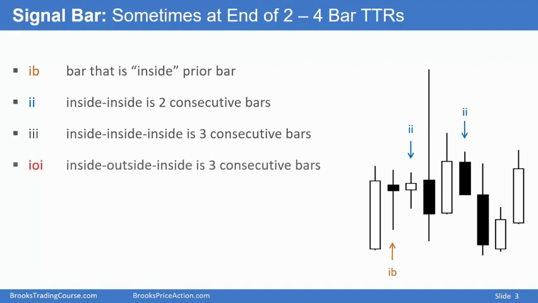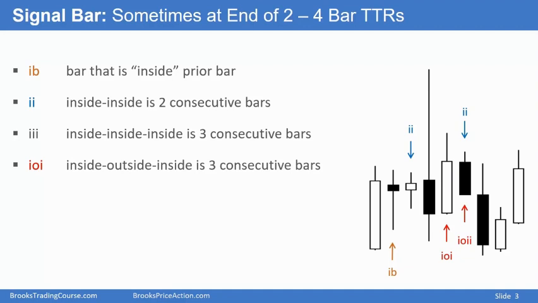In fact, I would call this IOII because it's an II pattern. An outside bar and a pair of inside bars, and the outside bar is preceded by an inside bar. It's just a sign of a market looking to break out. So IOI, inside, outside, inside. IOII, inside, outside, inside, inside.